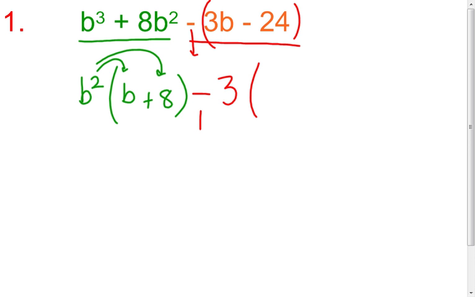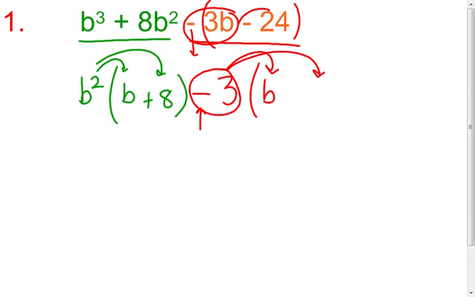Now, you've got this negative right here, okay? So you really need to figure out negative 3 times what gives you negative 3b, and that would be b. And then negative 3 times what gives you negative 24, and that would be positive 8. So these negative signs kind of mess people up sometimes. Okay? So right now I'm just going to make this a little bit neater. You don't have to rewrite this, but this is where I'm at.